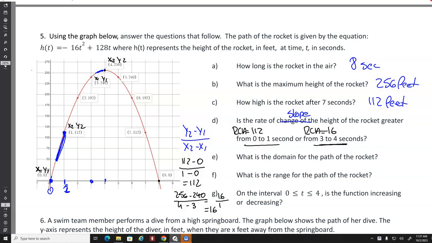So of course, 0 to 1 is going to be greater, right? The greater number, the greater rate of change. Okay, all right.